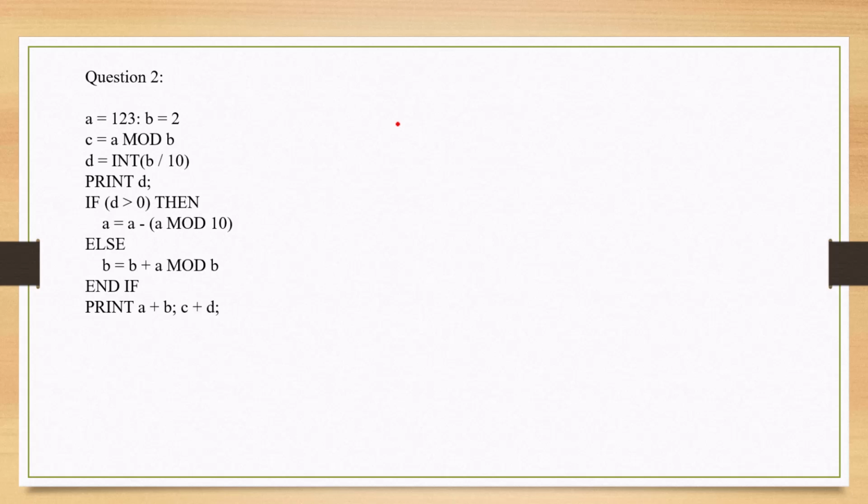In the second question, we have A, B, C and D. So we will be making 4 columns. A, B, C and D.